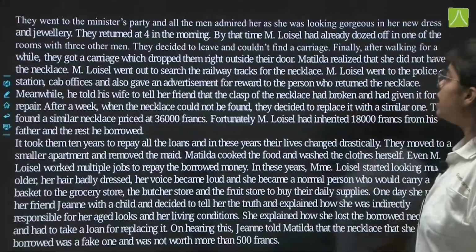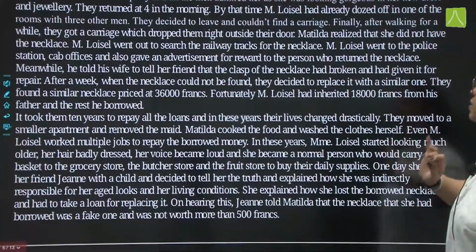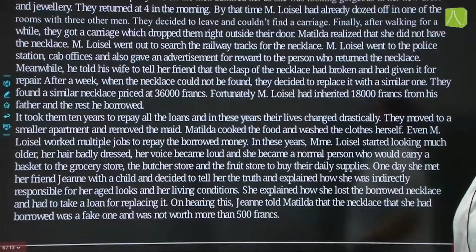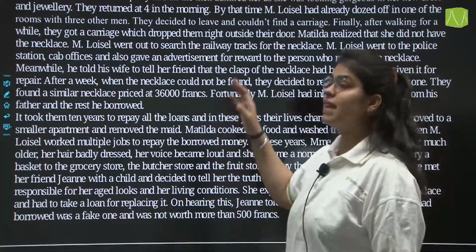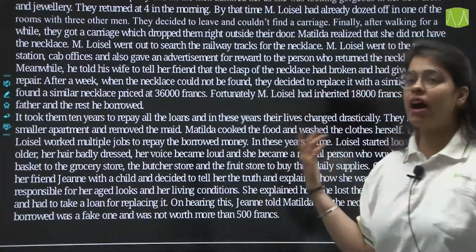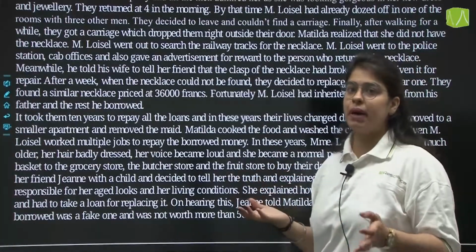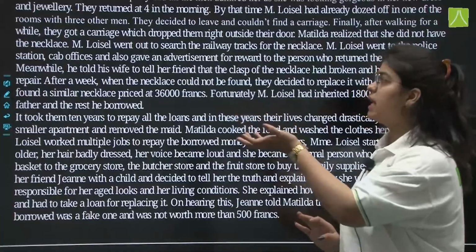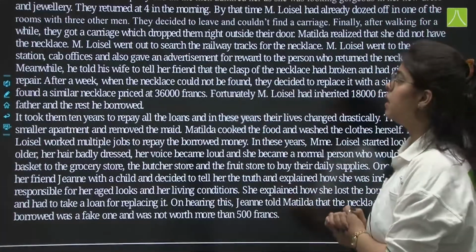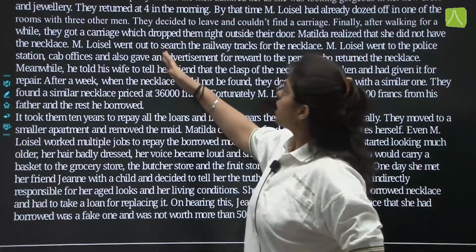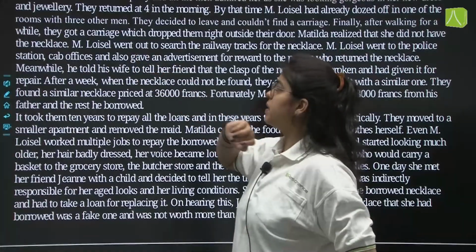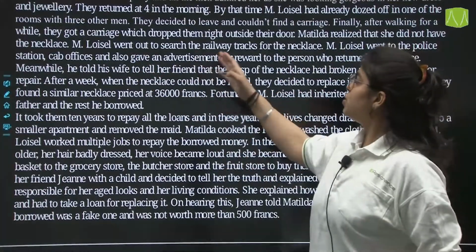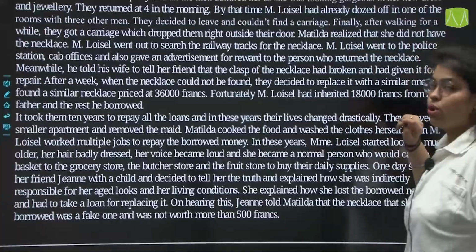They decided to leave and couldn't find a carriage. So finally, after walking for a while, they got a carriage. This was after Madame Loisel got free from the party. The men had already slept in the barber's shop and the ladies were enjoying the party inside the hall. So they finally got the carriage when Madame Loisel came out, which dropped them right outside the door of their house.